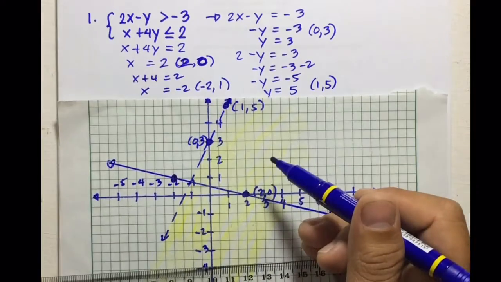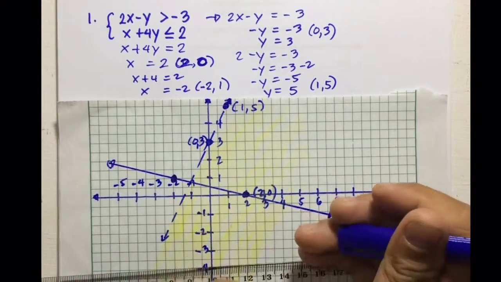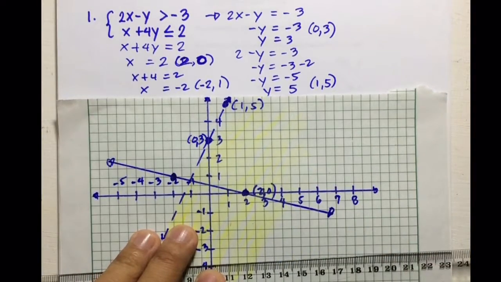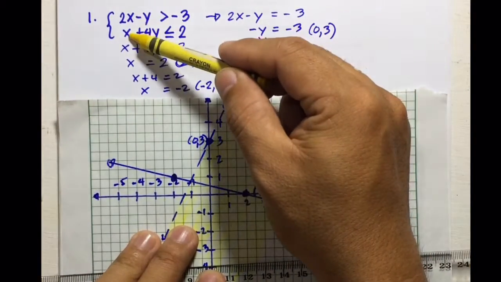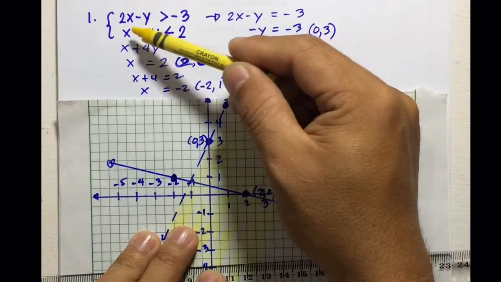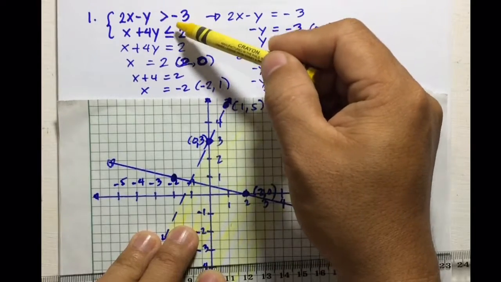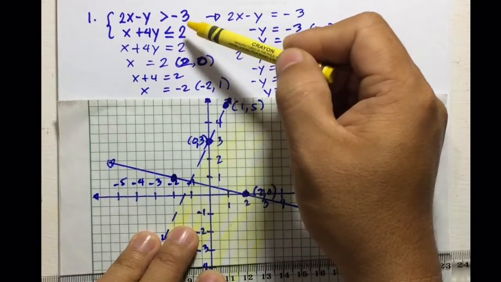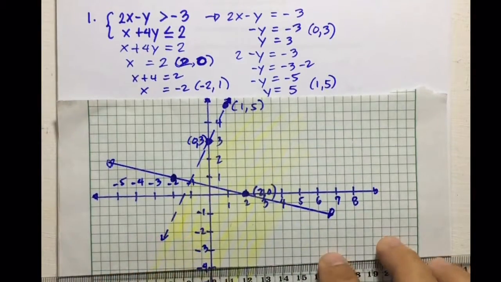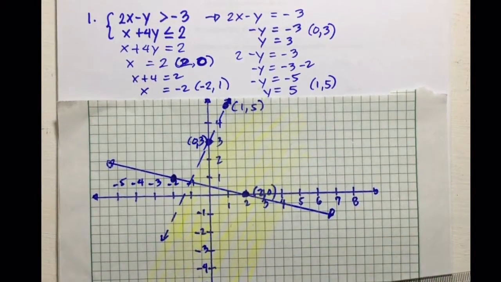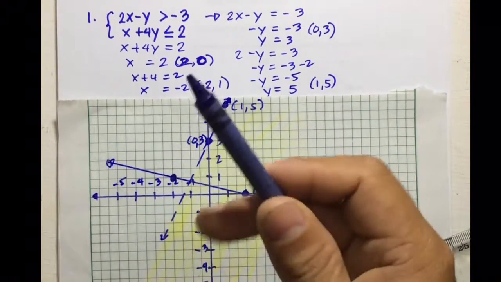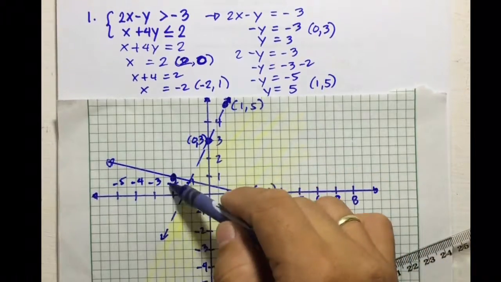Then we're going to take any point not on the line. Again, we're going to use the point (0, 0). If x is 0, we're going to have 0 plus 4 times 0, which is 0. So 0 is less than or equal to 2. That will be true, meaning (0, 0) is part of the solution. So we're going to shade this part below. I'm going to use a blue crayon.